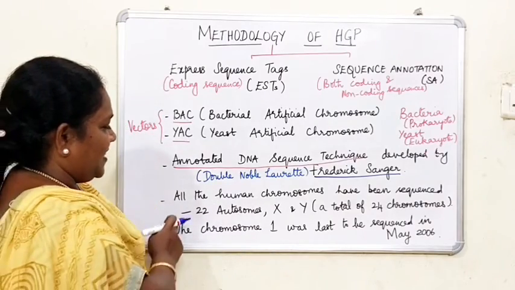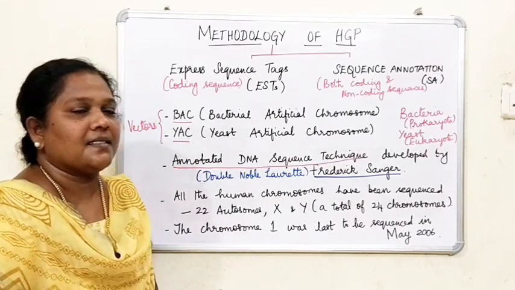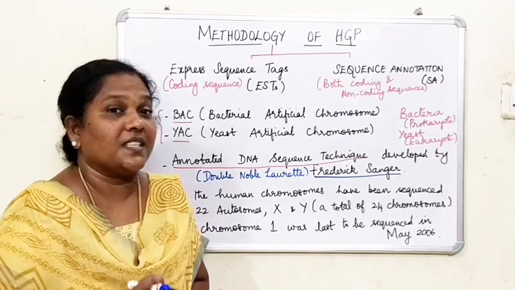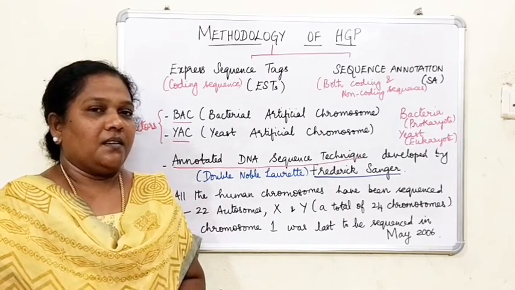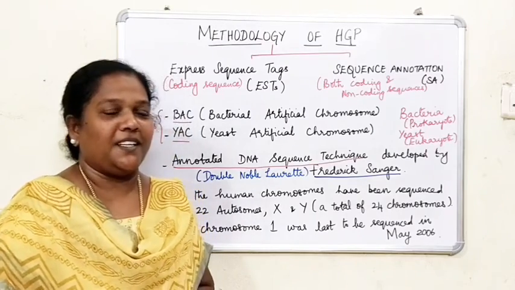Okay, so in that case, all the human chromosomes, so how many chromosomes are there? What did we study in the last class? Haploid set of chromosomes, genome, n is 23. So 22 autosomes plus 1 sex chromosome. If it is a female gamete, it is 22 plus X. If it is a male gamete, it is 22 plus Y.